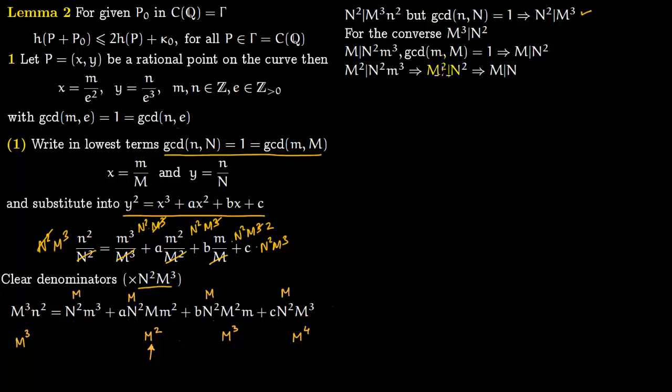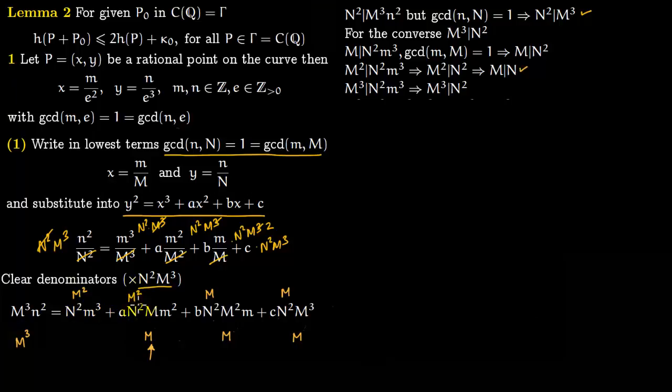So that has to be the case that m square divides n square because small m and capital M have no common factors. So this implies that m divides n, because m divides n square, and m square also divides n square. So now we have m square divides n square. So this n square actually has a factor m square in here. So this m square factor is here.